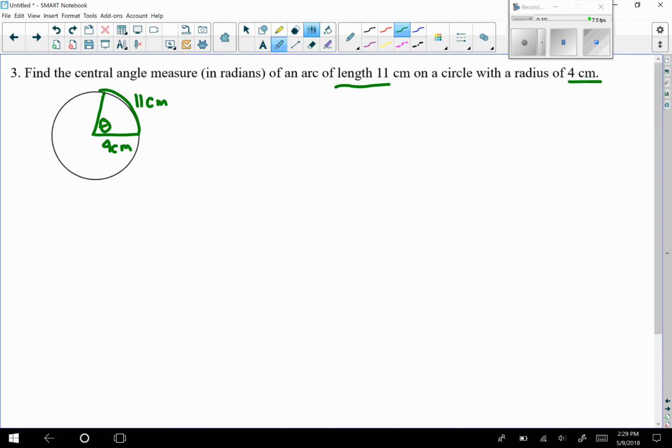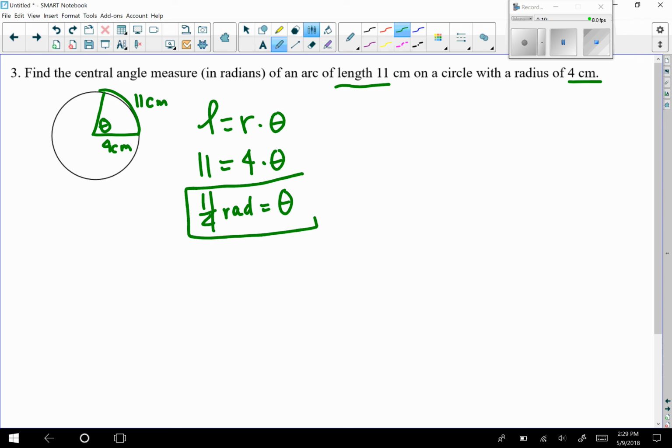So notice this is not saying anything per time, so we're actually not using linear velocity or angular velocity, we're just using our arc length formula. So arc length is equal to r times theta. So our arc length is 11 is equal to r, which is 4 times theta. So all we have to do is solve. So 11 over 4 radians, because we're always using radians when we're using that formula. So this is my answer. So that one's pretty easy.